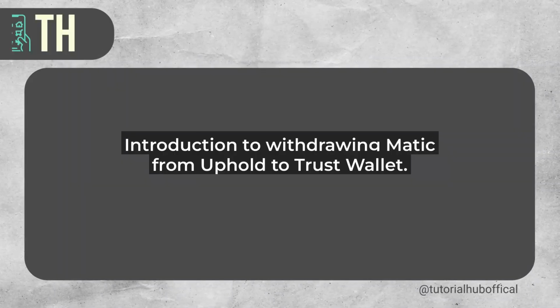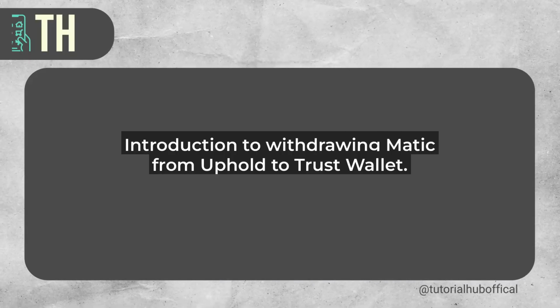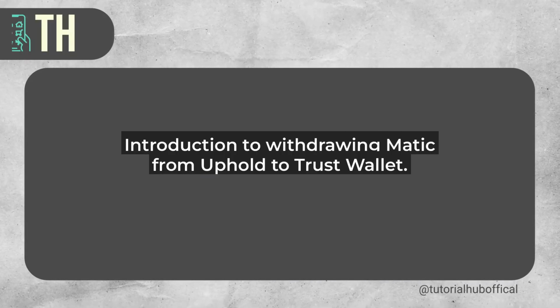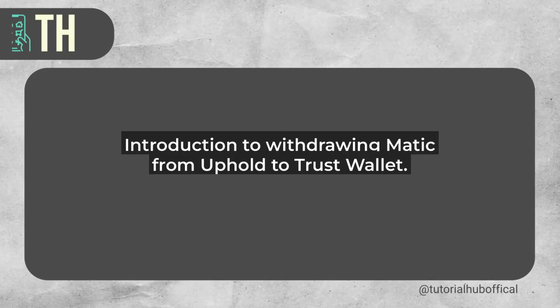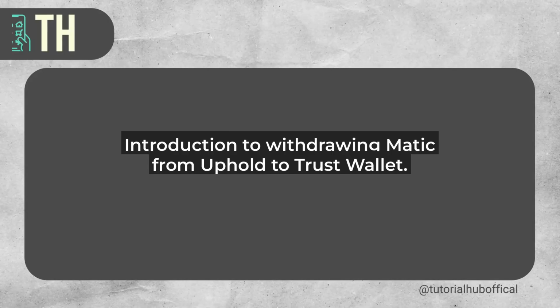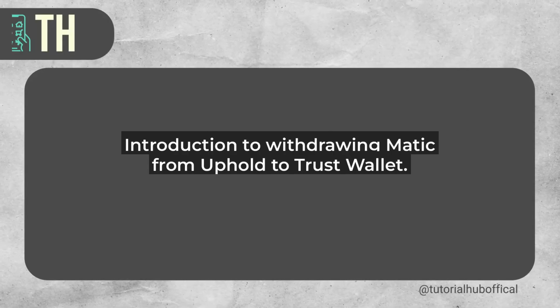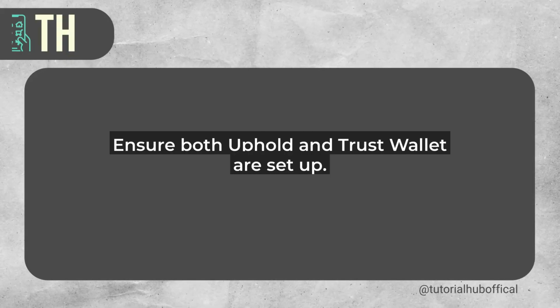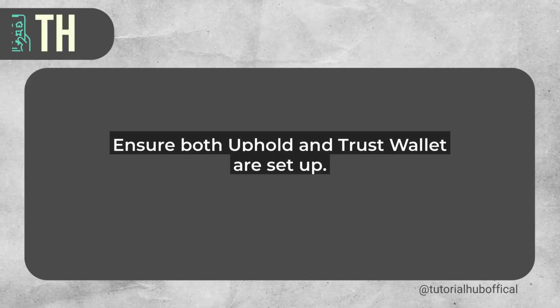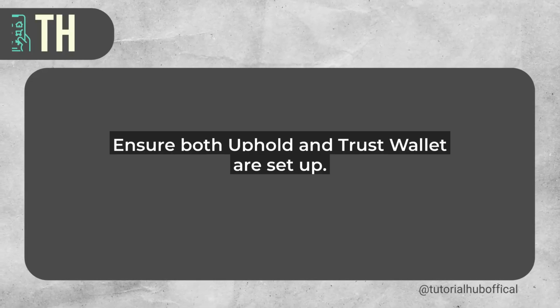If you're diving into the world of crypto, you know how exciting it is to manage your assets. Today, we're tackling a super practical topic: how to withdraw Matic from Uphold to your Trust Wallet in 2025. Matic, also known as Polygon, is a popular cryptocurrency for fast and cheap transactions, and moving it to a secure wallet like Trust Wallet gives you more control. This process is straightforward, but always double-check for the latest updates since crypto rules can change.